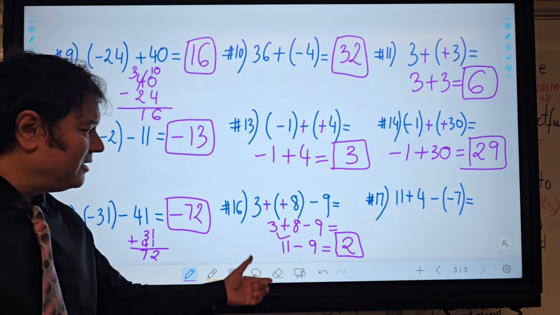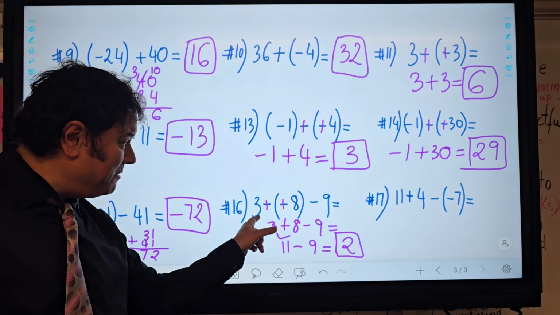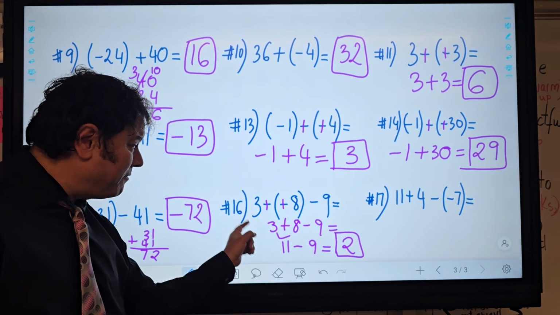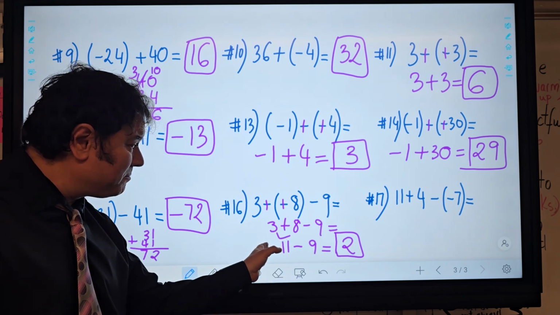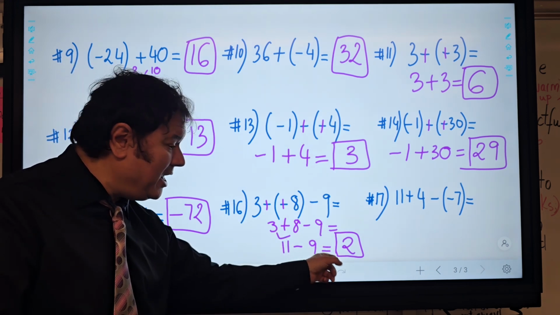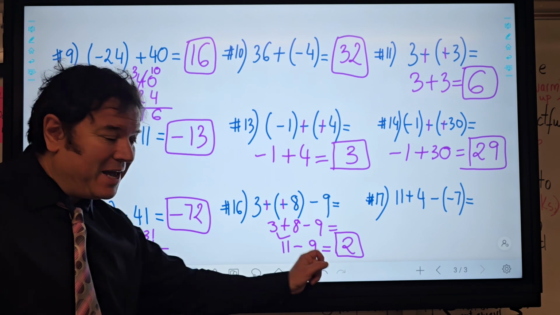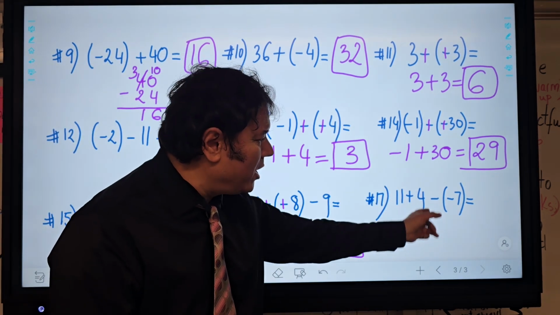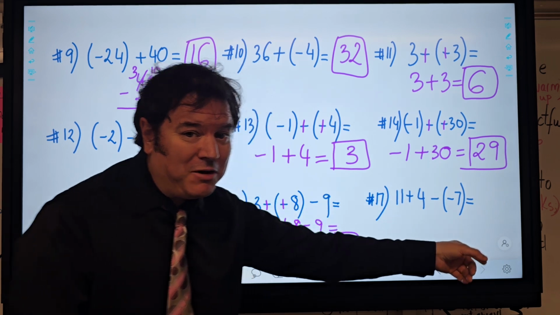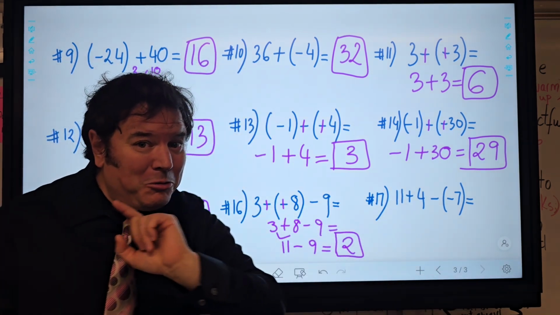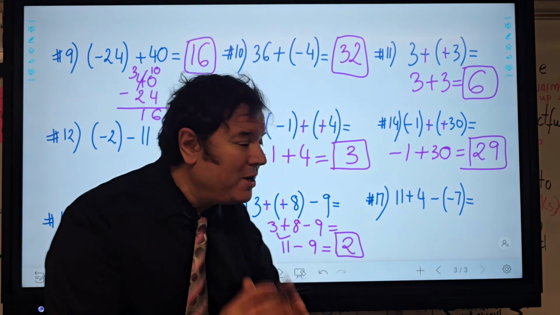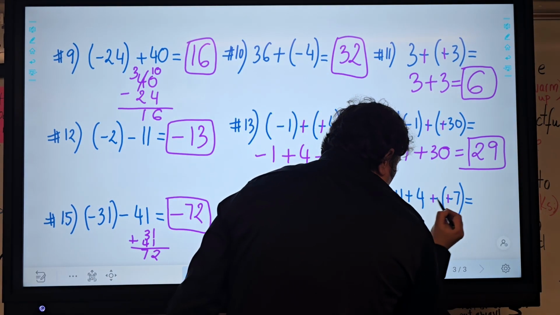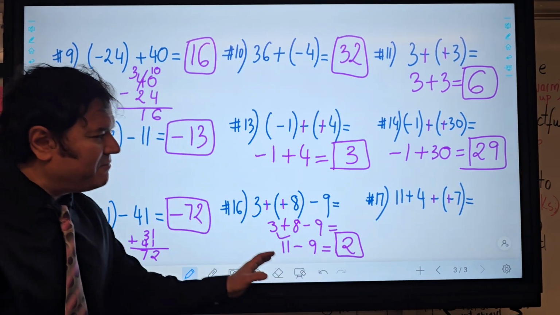Please remember that. First we took care of the negatives, right? 2 negatives next to each other became a positive. So we have 3 plus 8, which is 11. And then 11 minus 9 is positive 2. Okay? Remember that. Final problem, we have 11 plus 4 minus negative 7. And remember that little rule we came up with. Boom, boom. Let's do the boom, boom first. We took care of that.